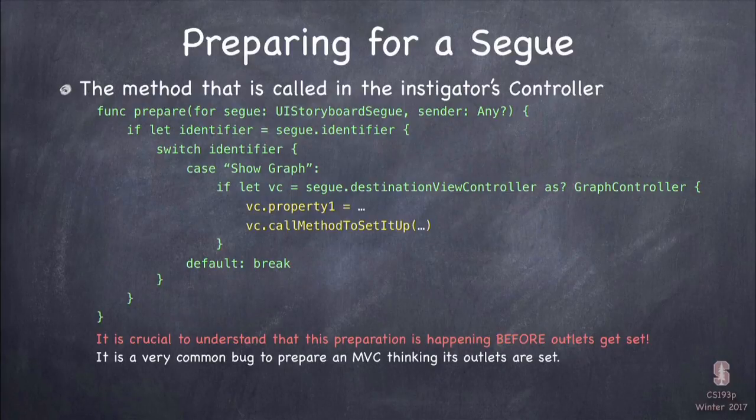So when you're doing VC property 1 equals whatever, VC call method to set it up, okay, at that time, none of VC's outlets are set, so you can't do anything in the UI. So if you're collecting information for what to do in the UI, you're going to have to store them in some vars or something, and then later, either in the did set of those outlet setters, or I'm going to teach you about view controller lifecycle next week, there's other methods that happen later that you can be assured the outlets are set.